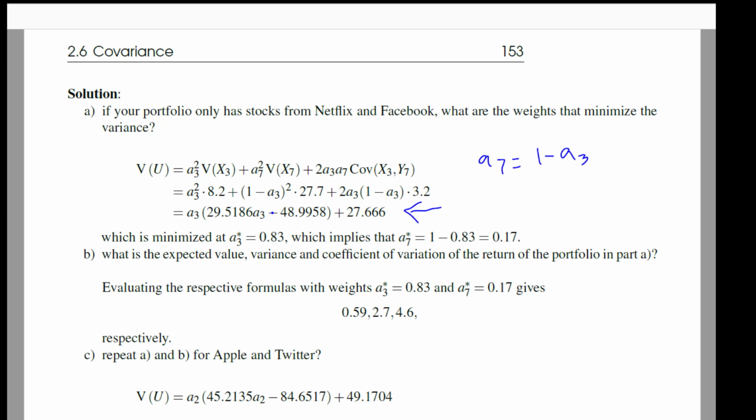Then we have to find the optimum value of a function, in this case the minimum, because you want to minimize the variance. If you recall calculus, you take derivatives and set them equal to 0, making sure it's a minimum, not a maximum. Or you can always graph A3 versus the variance, and hopefully it will look like this, and that's the optimum value A3 star, which in this case is 0.83. So that's your optimum values. Part B asks for the expected return, variance and coefficient of variation, which is simply evaluating the formulas of each with these coefficients. For the variance, we just plug in the right value for A3 here. Same thing for expected value.